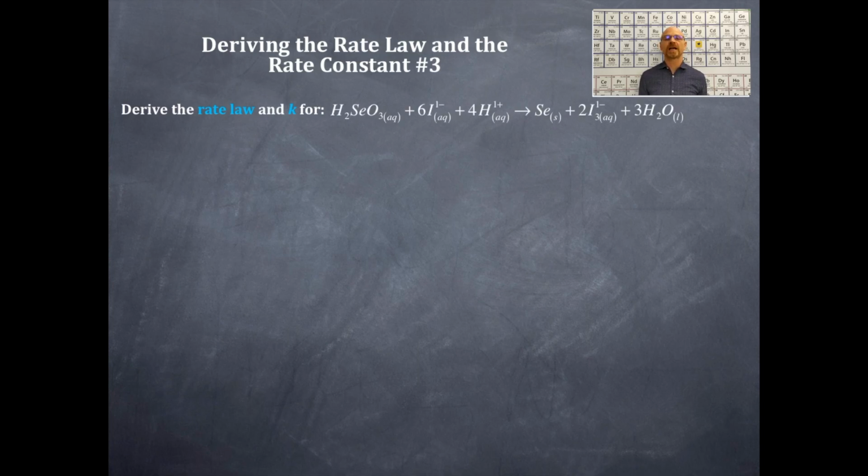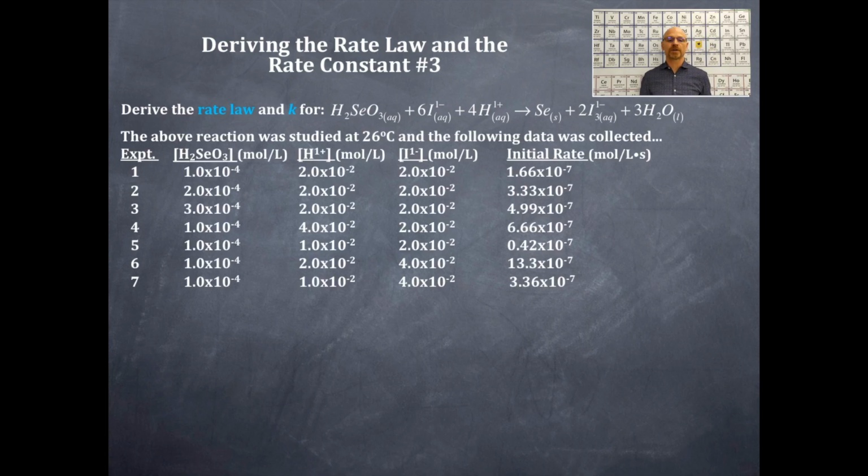So here's our equation here. We have H2SeO3 plus 6I- plus 4H+ produces Se plus 2I2 plus 3H2O. Now again, it doesn't matter what the type of reaction is. It doesn't matter how many reactants, how many products. I don't care about the products. What I do care about is the reactants. So we're going to give a set of data for this one, and oh my, look at that. That's a huge amount of data.